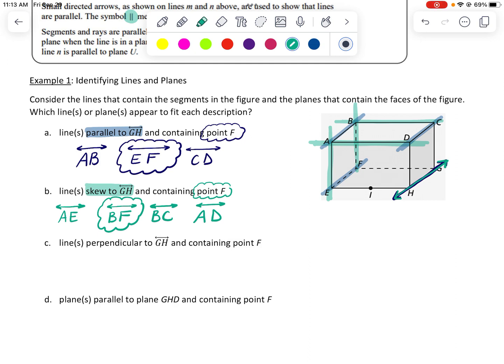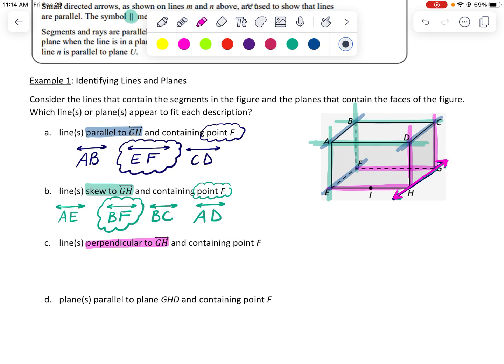Okay, perpendicular lines. So perpendicular lines, they intersect at 90 degrees, so they do have to touch. And again, I'm just going to change colors here. So we're going to do perpendicular lines to GH. So here's GH, and I'm doing anything perpendicular. That means they meet at 90 degrees, and I could do DH and GH. I could do EH and FG.